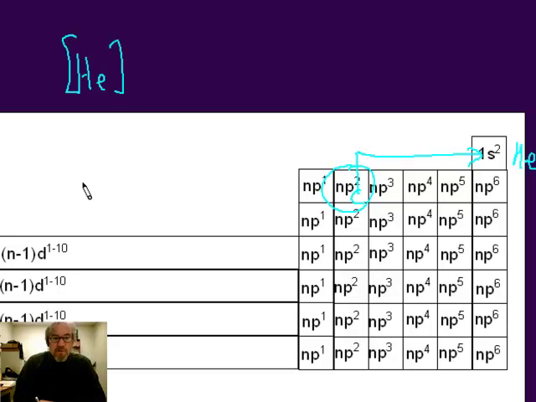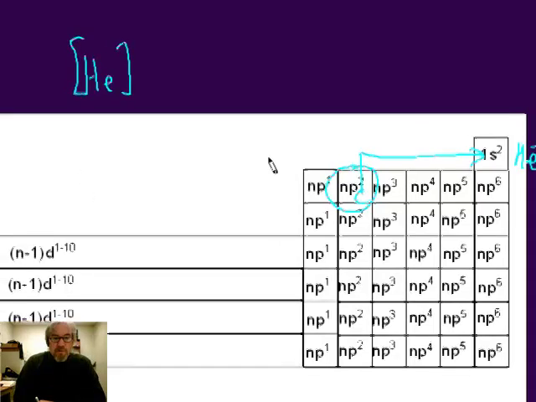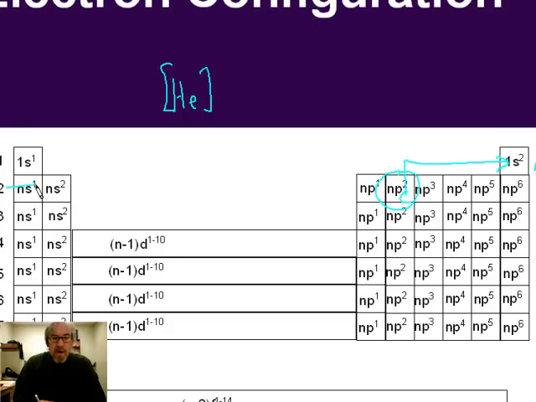Then, after helium, we start the second row. Second row has an S block of 2 there, so we write 2S2. And then we're into the P block, and we go 2 steps in, so 2P2 is how we finish that out.